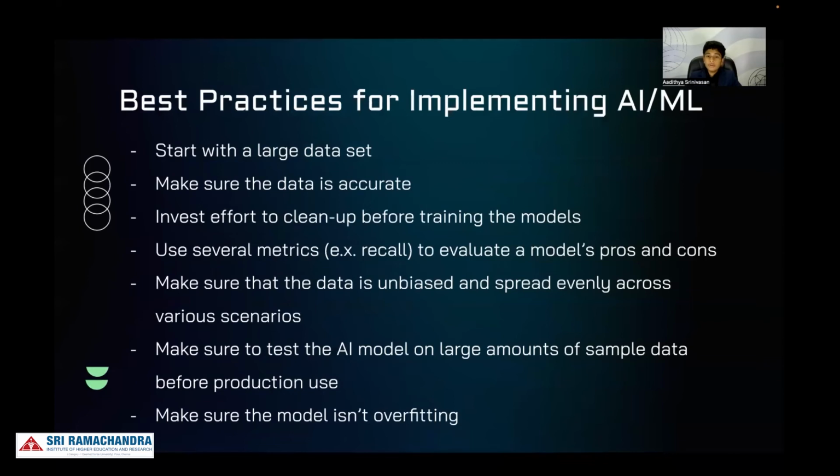So first, make sure to use a relatively large and accurate data set, because in most cases, the more data, the better. Additionally, put effort into cleaning the data before training the models, and use several different metrics to evaluate the different pros and cons of a machine learning model. Finally, make sure to test the model to make sure it isn't overfitting on the training data. In other words, make sure it isn't too specifically tuned for the data it was trained with. And this is because it will lead to loss of accuracy when used in the real world.